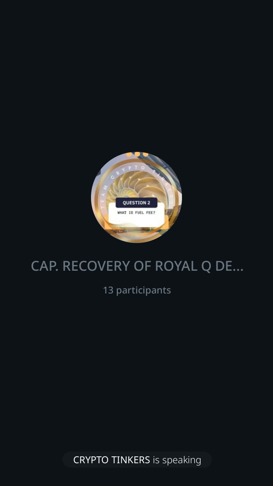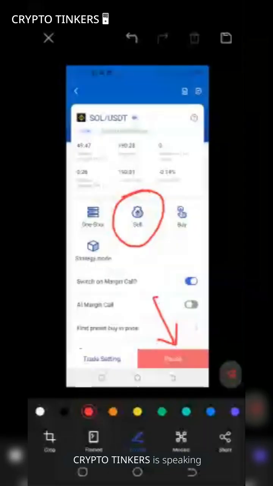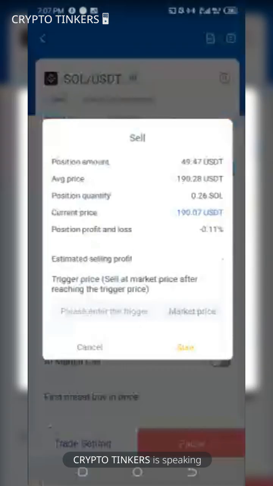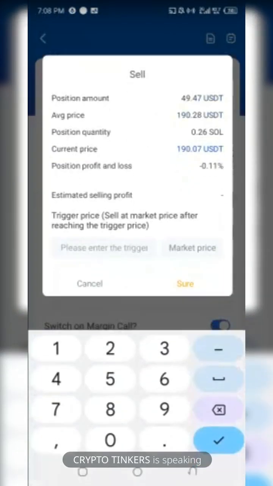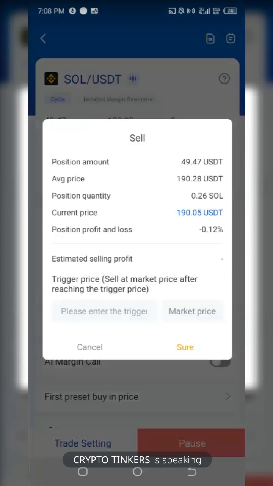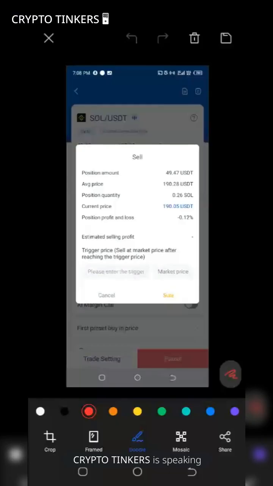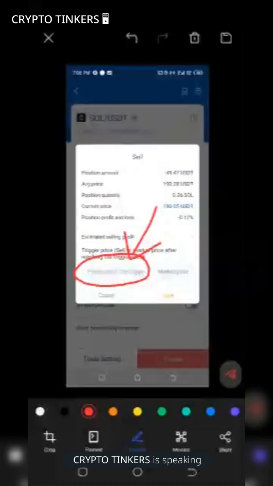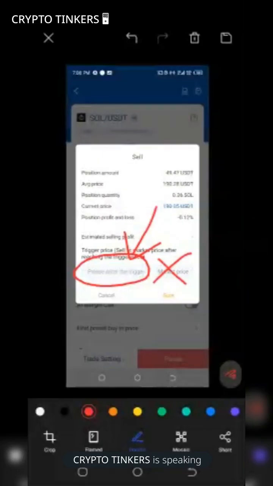After clicking on your activate, you click on sell, and then the Solana price, we've calculated it. Let's say we want to sell, you tap on the sell, and where they've written please enter the trigger price, enter it in the box there. I'm indicating it over here. Don't click on this one, because we don't want to sell it at market price. We want to sell it above the market price, using our calculation.